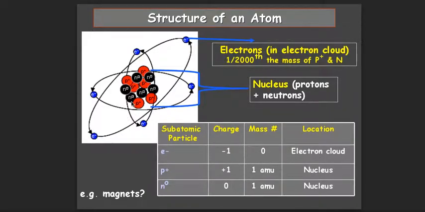And then last you have the neutrons, which are here in the nucleus as well. When you're writing it, you're going to put it as a lowercase n superscript 0. That's to indicate that it has no charge. It's neutral. It's not positive or negative. And its mass number is 1 AMU, 1 atomic mass unit. It weighs 1. And those are found in the nucleus.